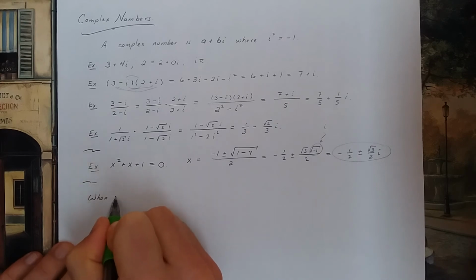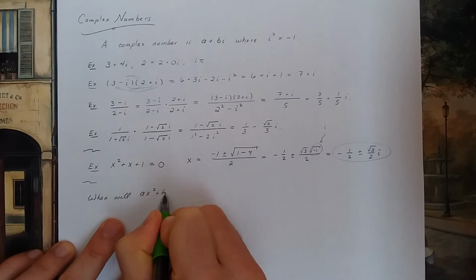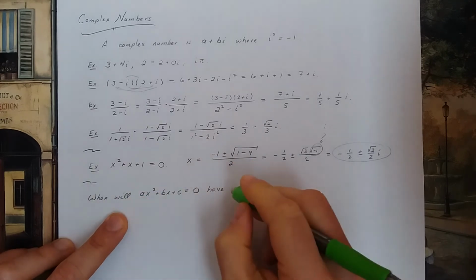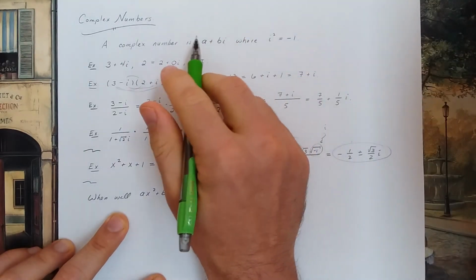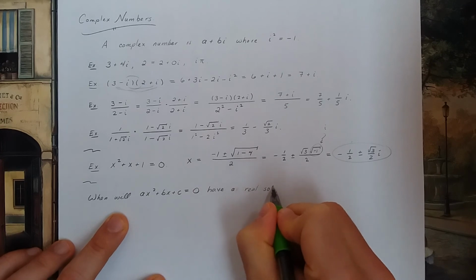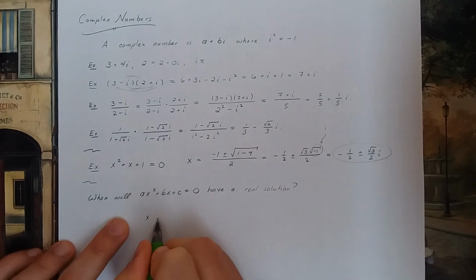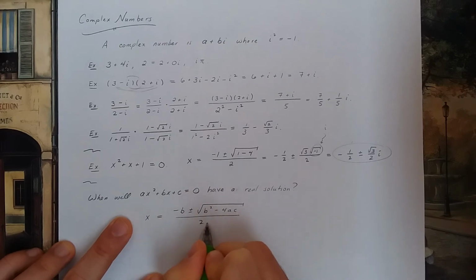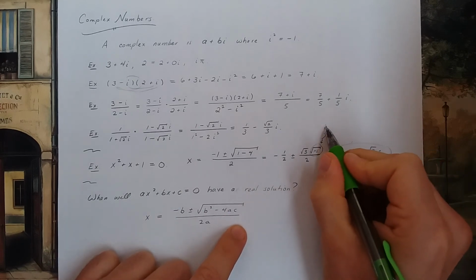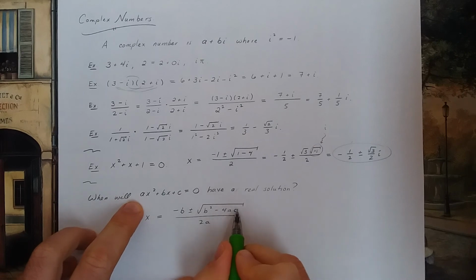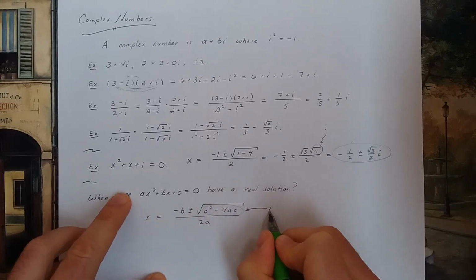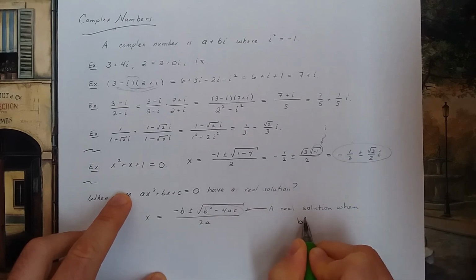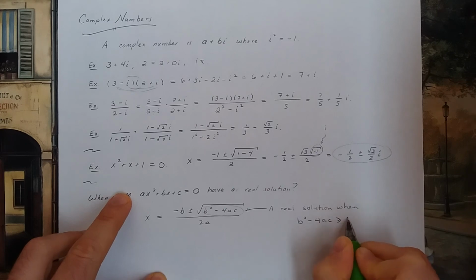So when will ax squared plus bx plus c equals 0 have a real solution? Sometimes you'll get a solution that's only a real number, without the i, and sometimes you won't. Well, if you look at the quadratic formula, -b plus or minus the square root of b squared minus 4ac, the only place where you could possibly introduce a complex number is in the square root. So we get a real solution when this inside part, b squared minus 4ac, is bigger than or equal to 0.